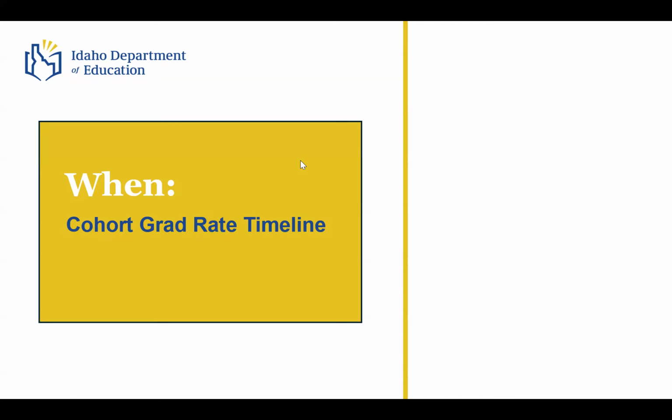All right, we're going to go through the when. We're going to walk through the timeline for the cohort graduation rate windows, specifically when each application opens, what happens during each window, and when you should be reviewing and updating your student data.